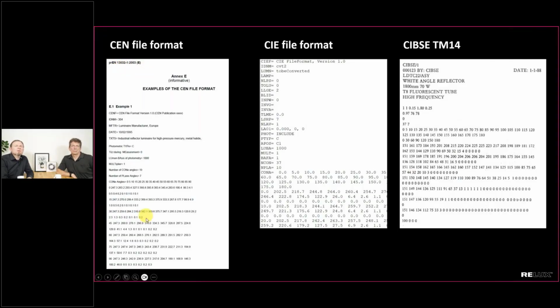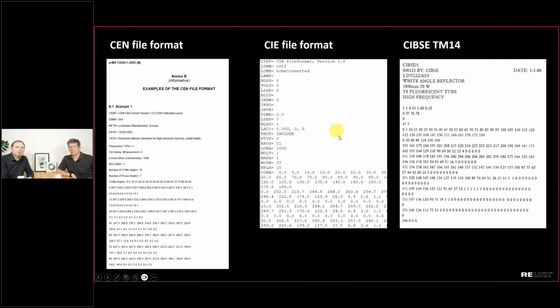This is described in 13.032-1. Not really used. It's really exotic. There are fewer samples in the market, and fewer applications that can understand this file format. So it's not really in usage.